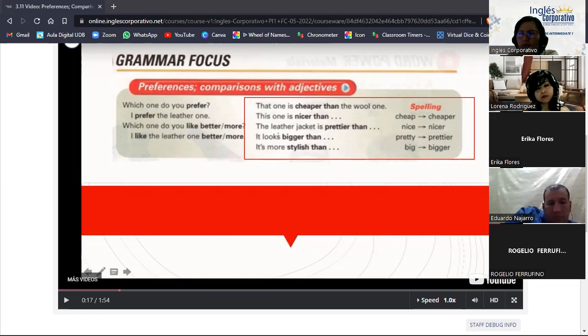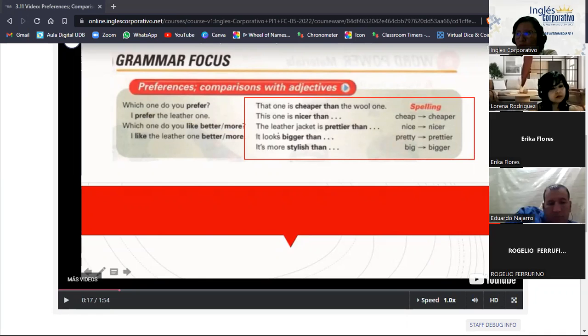Cuando yo hago la pregunta, which one do you prefer? ¿Cuál prefieres? Which one do you prefer? So in that case, I'm asking, estoy preguntando por esa opción. Si ya yo respondo, puedo decir un solo con I prefer the leather one. Si usted se fija, cuando yo le digo which one do you prefer, estoy preguntando por una de las dos opciones.